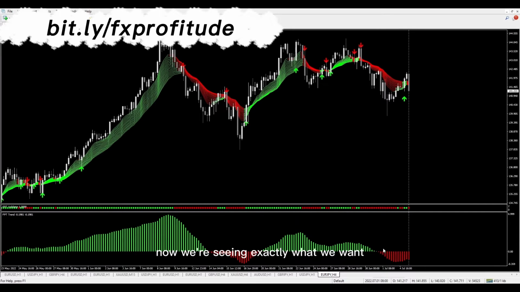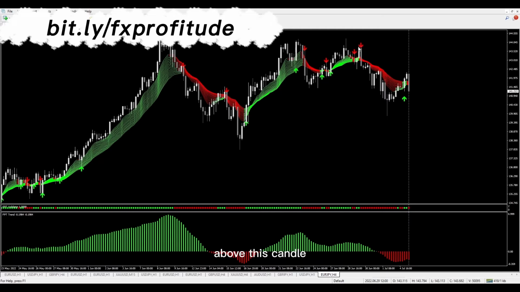Now, we're seeing exactly what we want. The price has pulled back into the array, giving us a setup. The pullback has turned the dots green, and during that pullback, the trend indicator remained red, which is very important. On this current candle, we are seeing the validator dot is back to red, and once again, the trend indicator is still red.